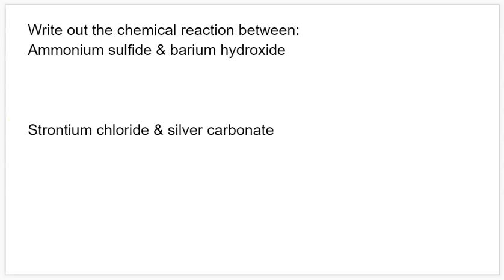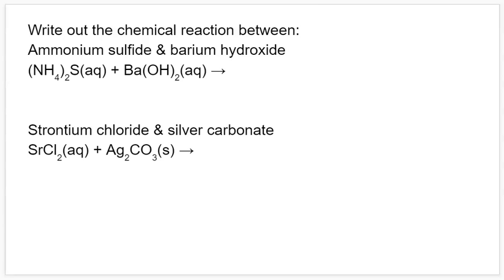So say we were given this. We need to write out a chemical reaction between ammonium sulfide and barium hydroxide, and then strontium chloride and silver carbonate. Well, first off, let's write our reactants. Let's write down the ionic compounds that correspond with these names. And that's going to look like this.